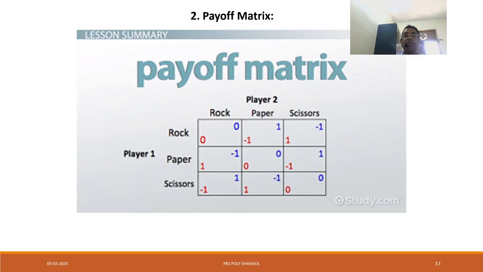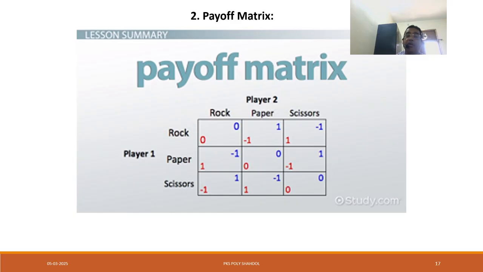Similarly, for a payoff matrix, suppose two players are there and three options are there. So what type of matrix will it be? A 3 by 3 matrix. Most of the students know the game rock paper scissors. If player 1 and player 2 both give rock and rock, then 0 will be there. If both give paper and paper, 0 0. And scissors and scissors, then also 0 0.